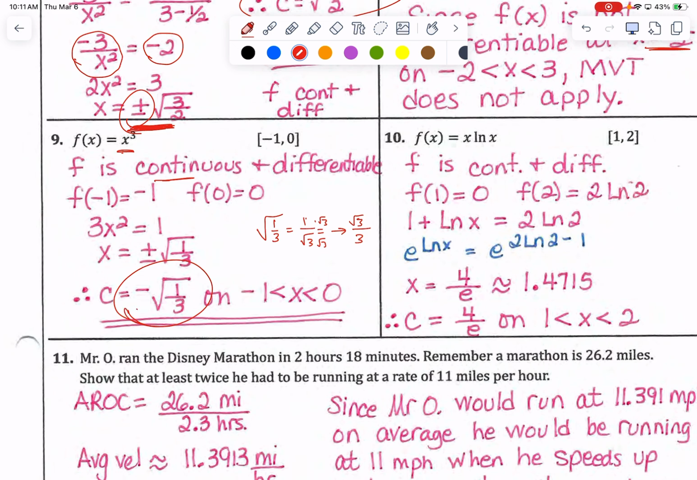But do you have to do that? Can you just leave it as the square root of 1/3? 1/3 is 0.3 repeating. If I take the square root of 1/3, it's just going to be like 0.5 something repeating. It's still going to be between -1 and 0. And you want the negative one, not the positive one this time.